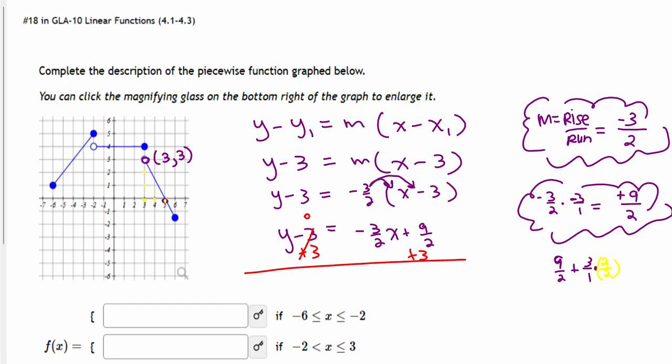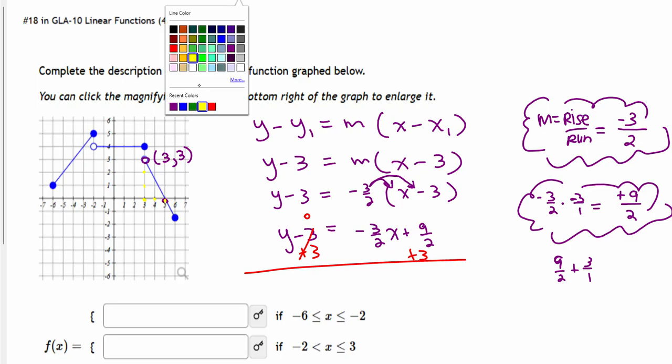That color's just not working for me. Hold on, let me get a better one. Need a better color. Let's see. How about this one? Okay, we'll try that.